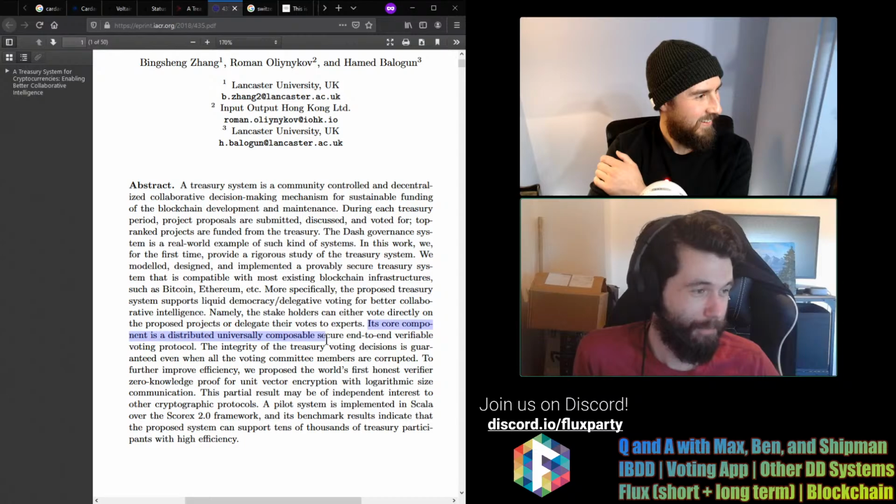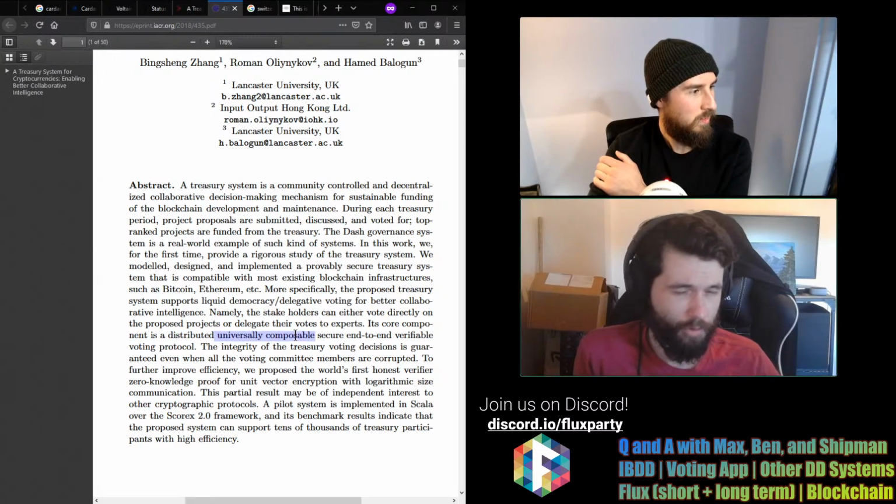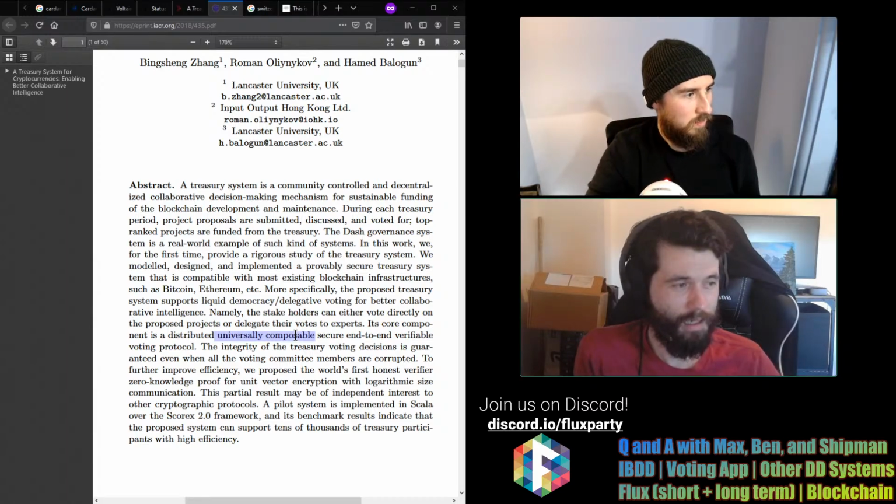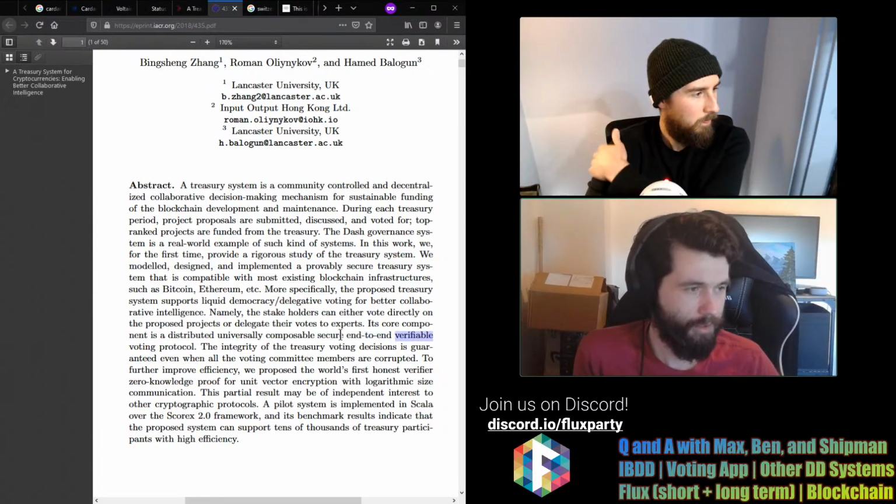Distributed, universally composable, secure, end-to-end verifiable voting protocol. So, distributed you get for free. Universally composable, I'm not quite sure what they mean by that. I know what composition is, I know what universal is. Secure end-to-end, I know, but that's pretty easy to do. There's a pretty low barrier for that. Verifiable, like everything on a blockchain. So this is the only thing I don't know what they really mean there.